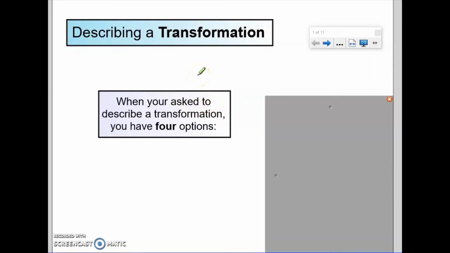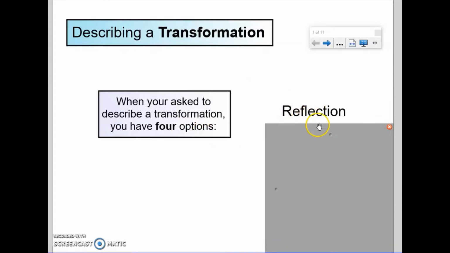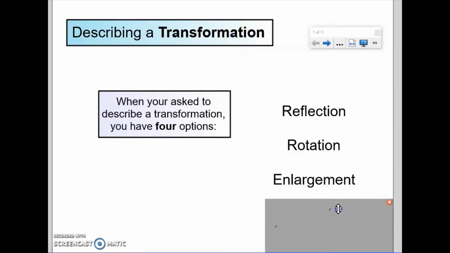So when you're asked in your exams or tests to describe a transformation, you have four options. When you're asked to describe a transformation, it's going to be one of the following four things. So in the branch of mathematics that we call transformations, certainly for your tests at this point in time, your four options would be, it could possibly be a reflection. So the movement of the shape, the transformation of the shape could be a reflection. The transformation of the shape could be a rotation. The transformation could be an enlargement, or the transformation could be a translation.